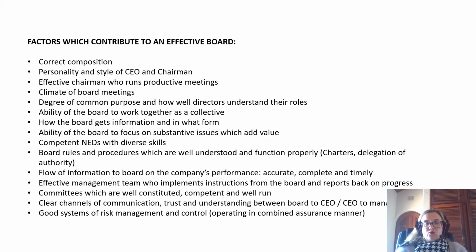Let's have a look at what leads to an effective board. How do we get an effective board? We need to make sure that we have the correct composition of people. So, this is going to be about that diversity of knowledge, skills, and experience. We need to consider the personality and the style of the CEO being the top of the executive management structure, and the chairman being the top of the board structure, ultimately being at the top of the company structure.